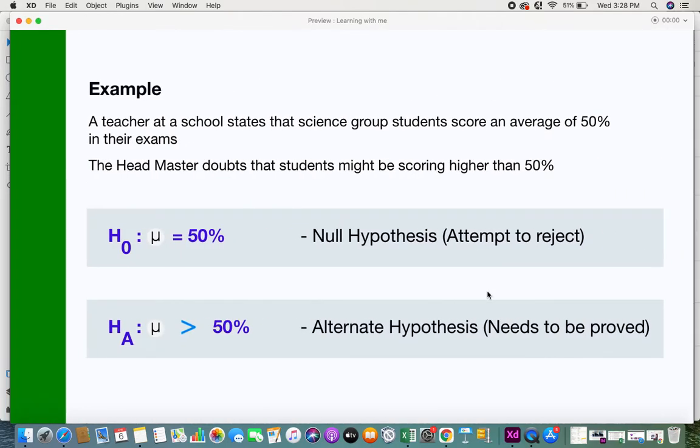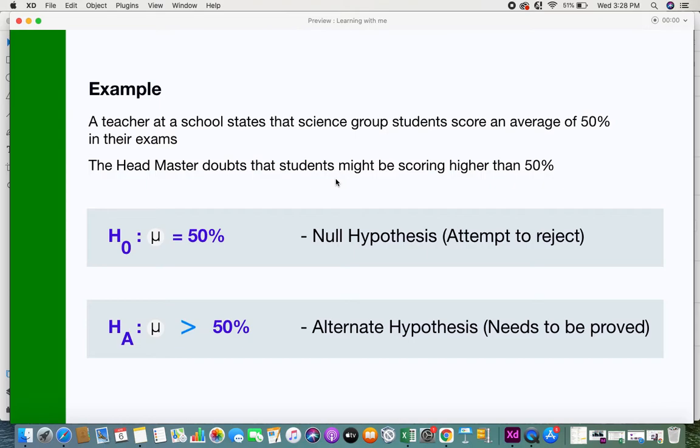Let me give you an example. A teacher at a school states that science group students score an average of 50% in their exams, and the headmaster doubts that and thinks students might be scoring higher than 50%. If you have seen my video about null and alternate hypotheses, I mentioned how to categorize and represent a null and an alternate hypothesis.